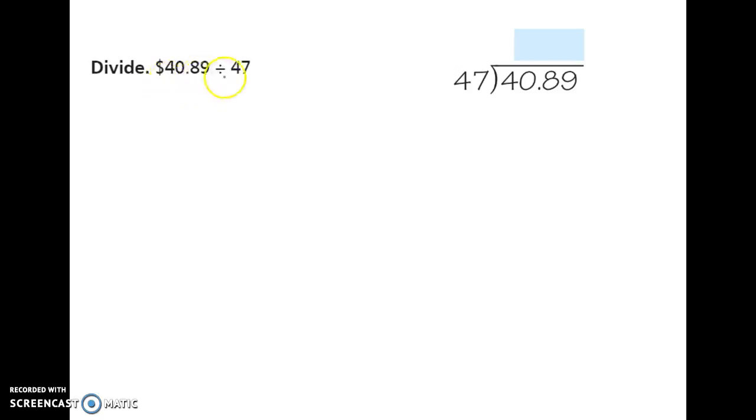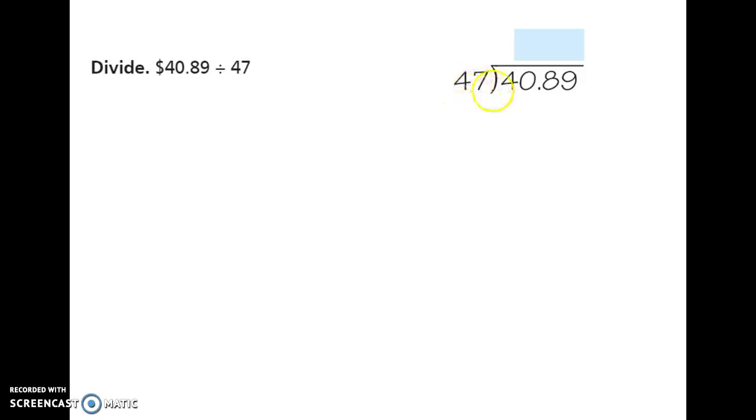Divide $40.89 divided by 47. So let's say we had $40.89. We want to share it between 47 people. Not going to be a lot of money for each person. But let's go ahead and see what happens when we start to divide this decimal number.